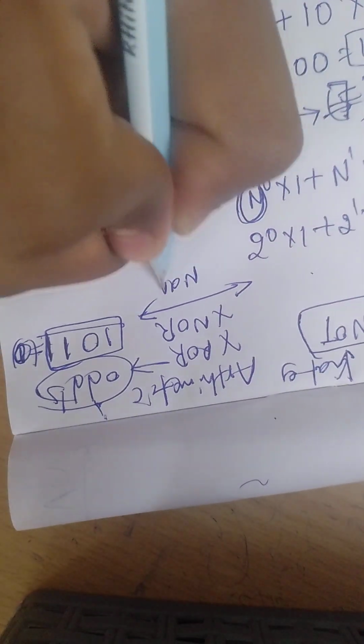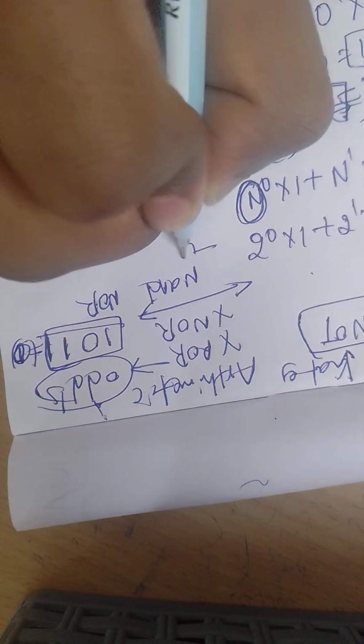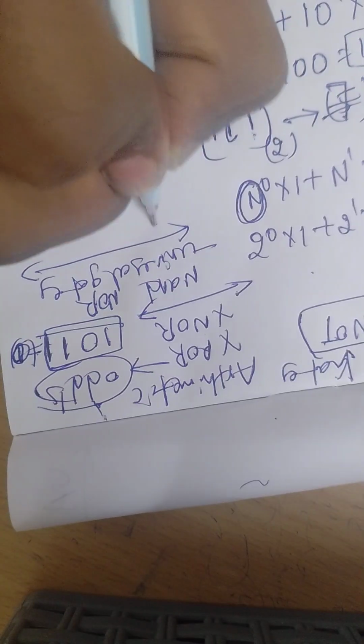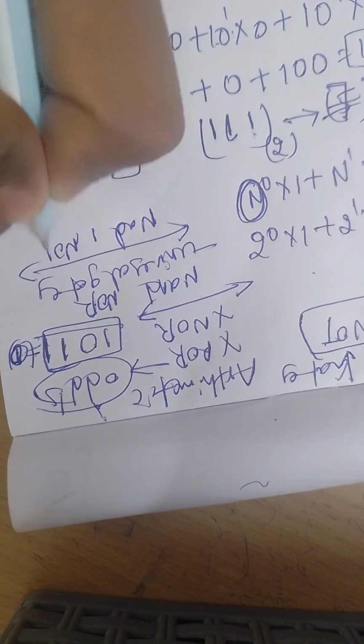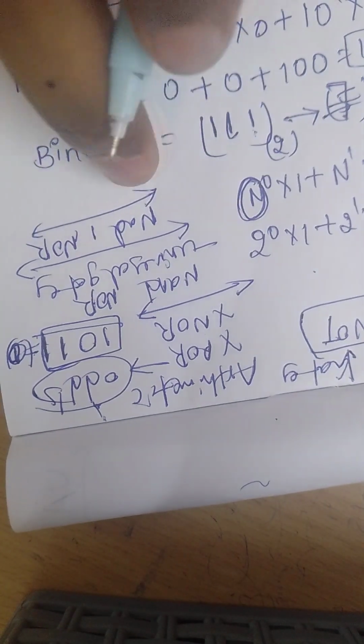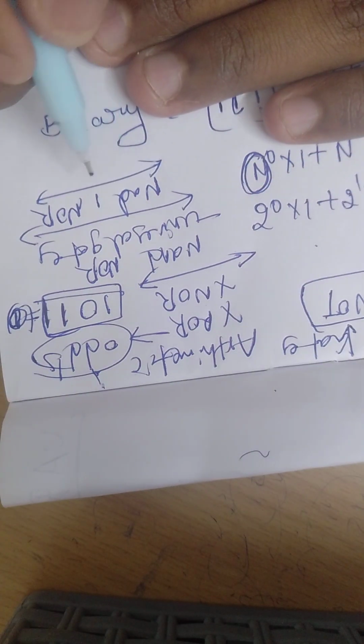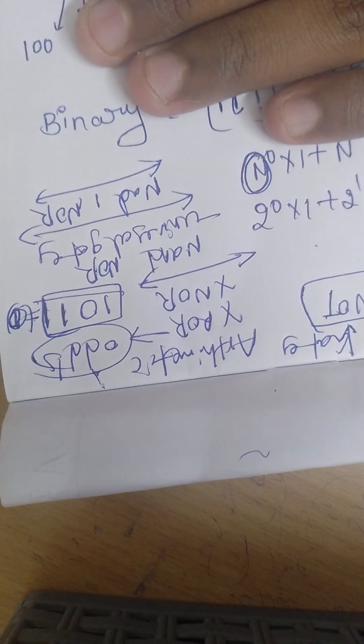Now we have NAND and NOR. These are universal gates. We can implement any digital circuit by using NAND and NOR. For example, if I am not having the basic gates, how can I implement the circuit? By using these universal gates, we can implement any digital circuit. So that's why they are called universal gates.